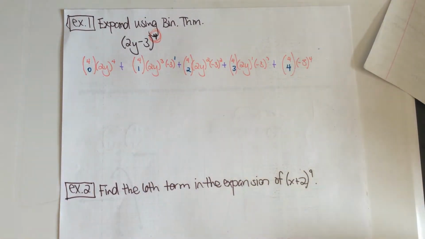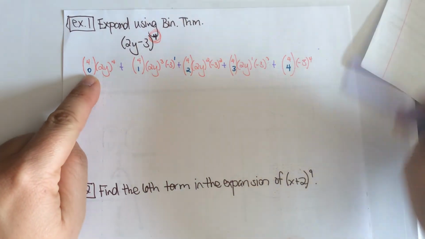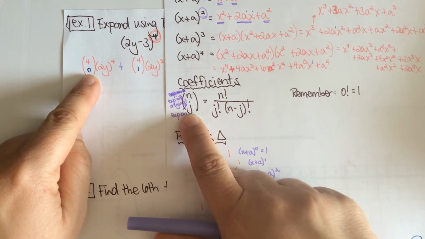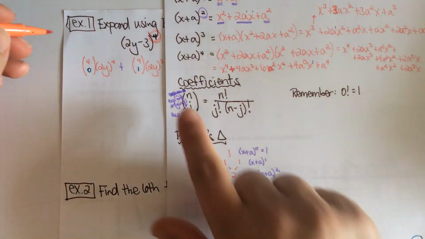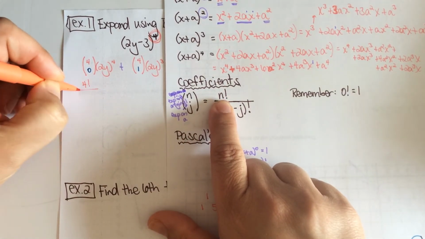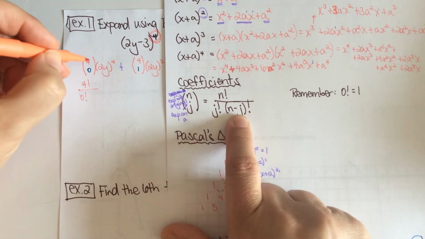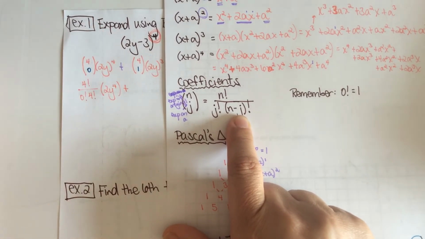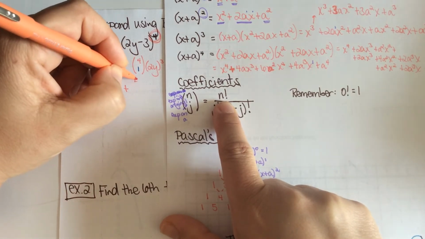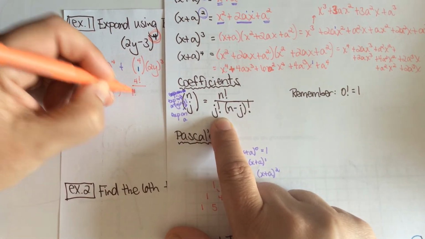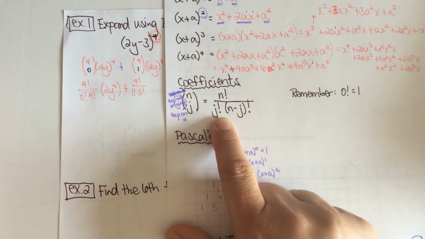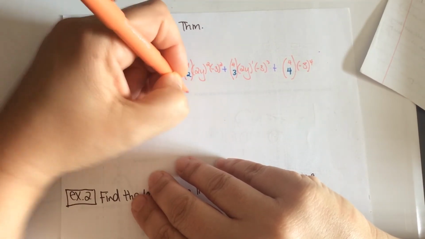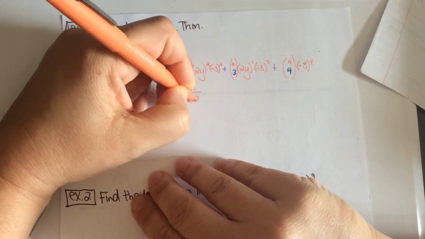So how do I evaluate 4 choose 0? That's how we say that. 4 choose 0. Well, we're going to look here. The n and the j, so 4 and 0. So I'm going to go n on top, n factorial, over j factorial, n minus j factorial. Okay, I'm going to do the same thing. n on top, 4, j factorial, n minus j factorial. And I'm going to keep doing that. And on top, j and n minus j.